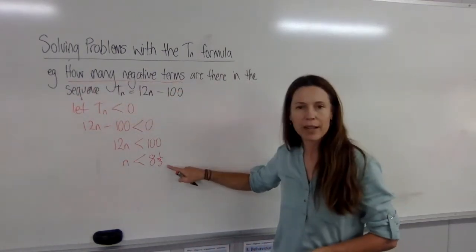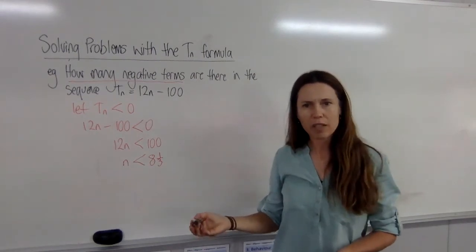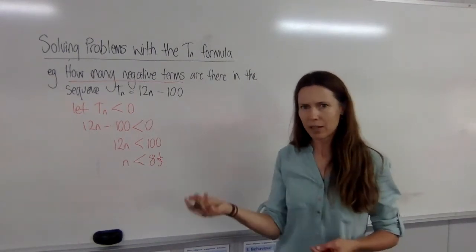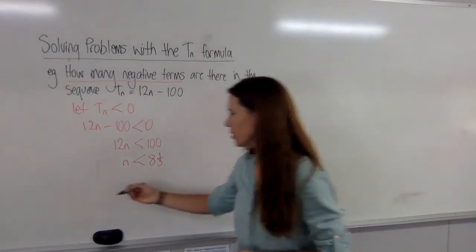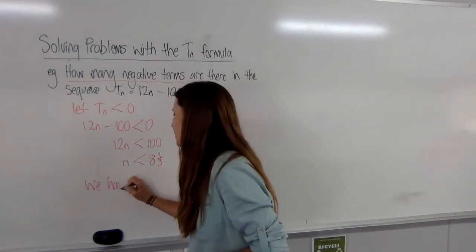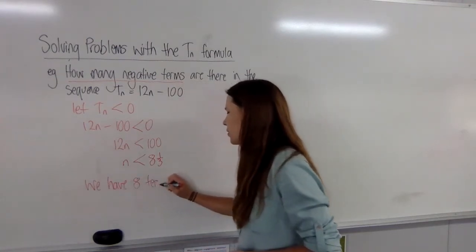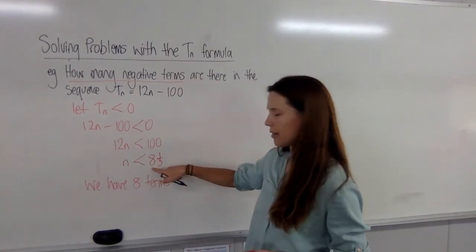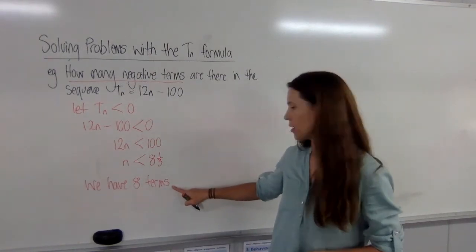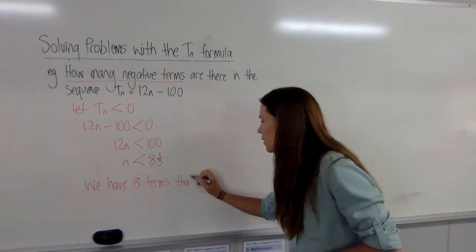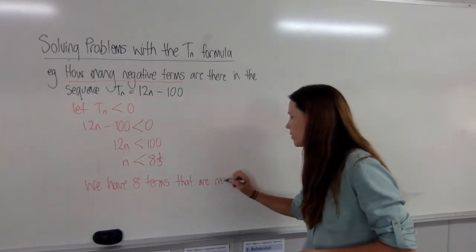So we want to know how many terms. We don't want to put an answer 8 1/3 terms because you don't have 8 1/3 terms. You either have 8 or you have 9. So n needs to be less than 8 1/3. We have 8 terms. How do I know it's 8 and not 9? Well, 8 is less than 8 1/3. 9 isn't. But also, always a good idea to check your answer. So 8 terms that are negative.